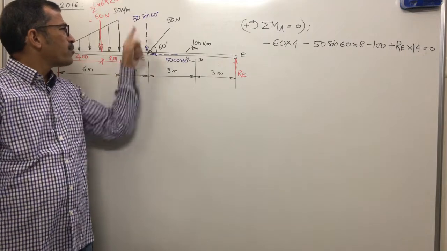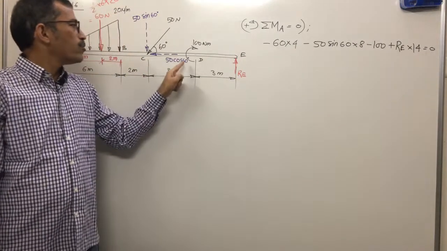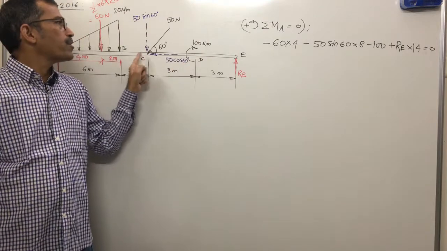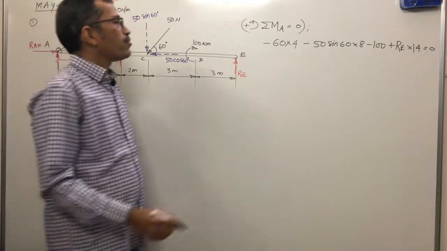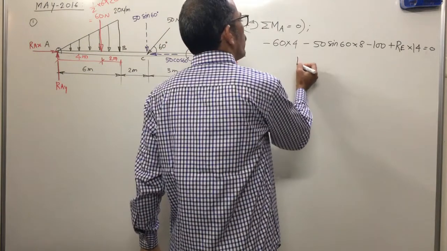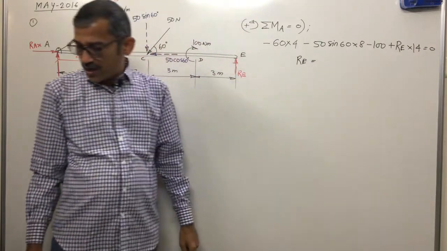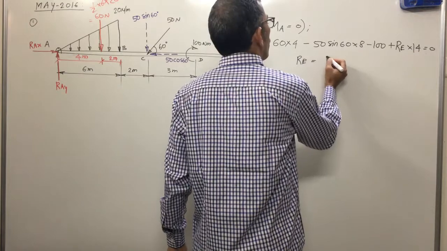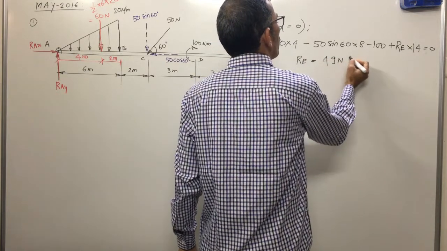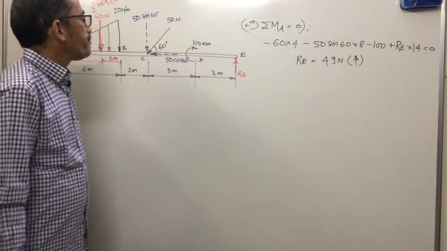Simple problem. Forces are mostly vertical, and the perpendicular distance is horizontal. The moment of the horizontal component of 50 Newton is 0, because the line of action of this force passes through point A. So what will we get here? Re equal to, how much Re will we get? It is 49 Newton. You calculate yourself and check. You must get the same answer.